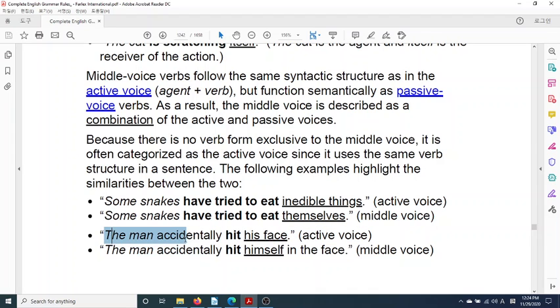The man accidentally hit his face. Subject, adverb, verb, object. The man accidentally hit himself in the face. Right? The subject, adverb, verb, object. But in this case, the object is also the agent, which is also the subject, which is also the object. That's middle voice.